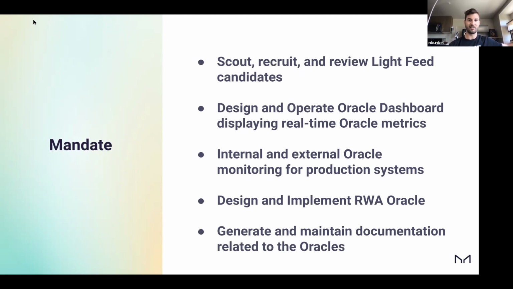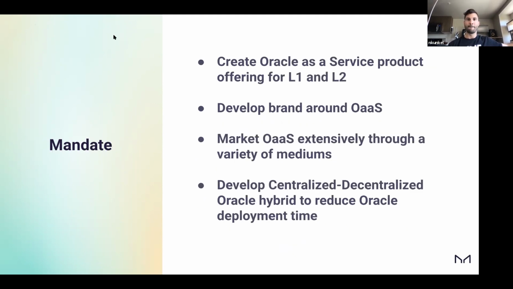Documentation: we want to generate and maintain all documentation related to the oracles, whether that be technical documentation, documentation describing the governance processes for onboarding, or just general information about the oracle's product. Right, we touched on creating this Oracles as a service product offering for layer 2, right? We want to design and implement and maintain that.